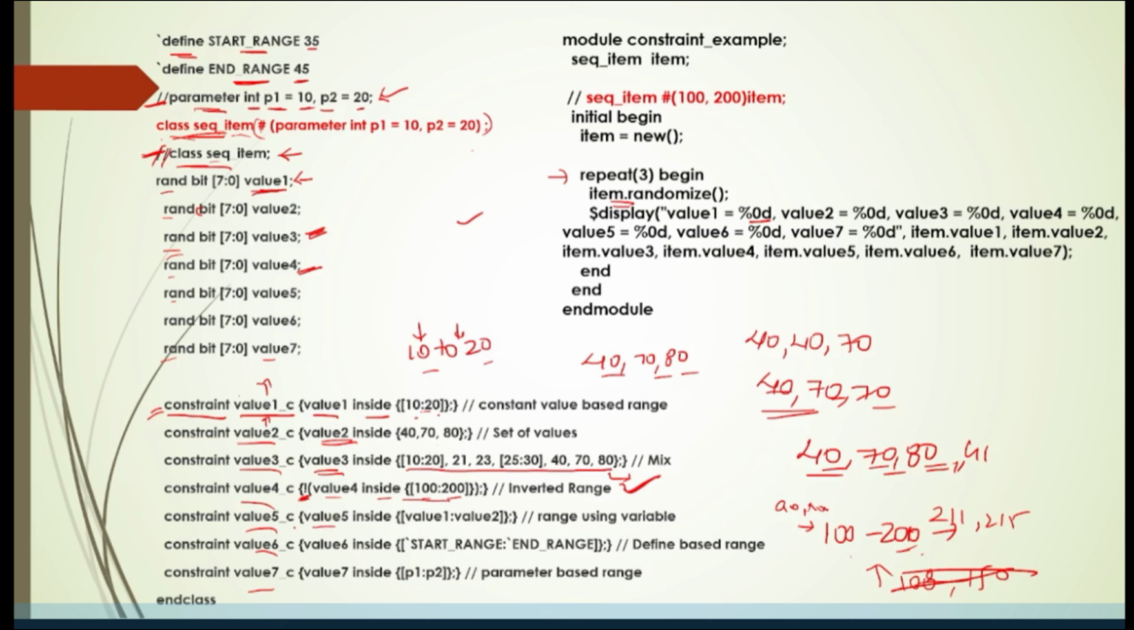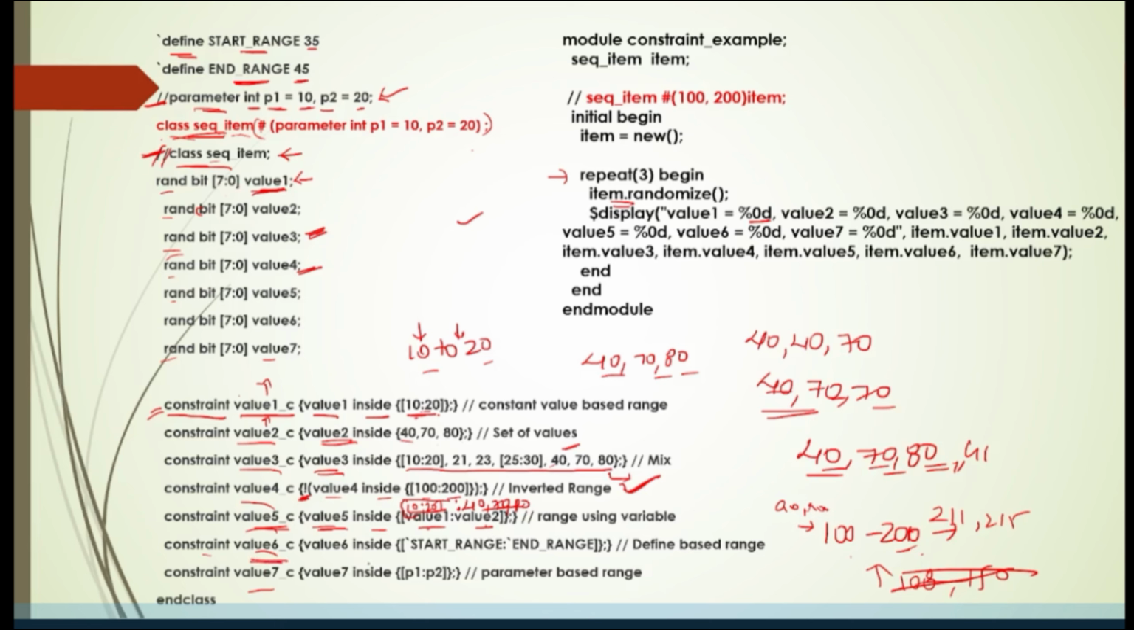Okay, now coming to the fifth one, value 5 inside value 1 and value 2. So what are value 1 and value 2? These are ranges. Value 1 is nothing but the 10 to 20 range here, and value 2 is 40, 70, 80. So it is just a mix and match thing. But you should remember that the value should be between these values or these values. Okay, so that is value 1 and value 2.